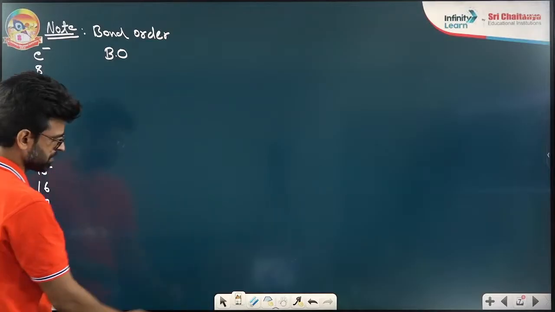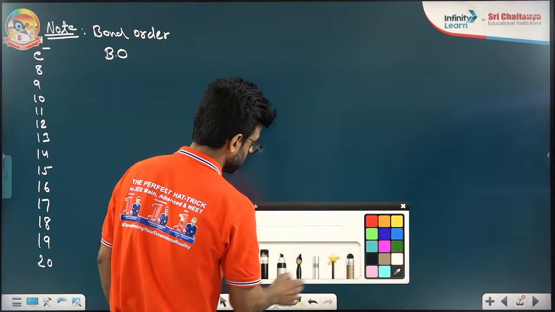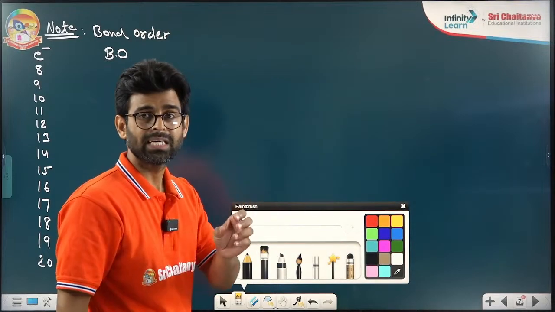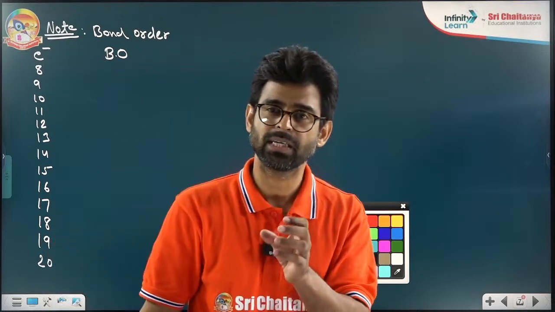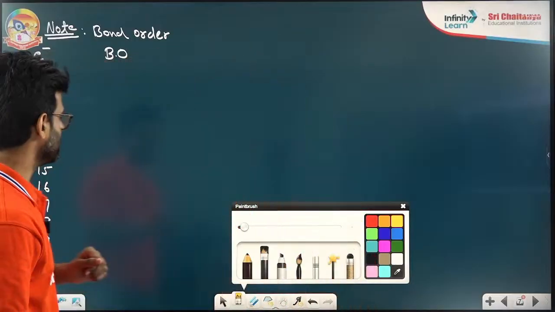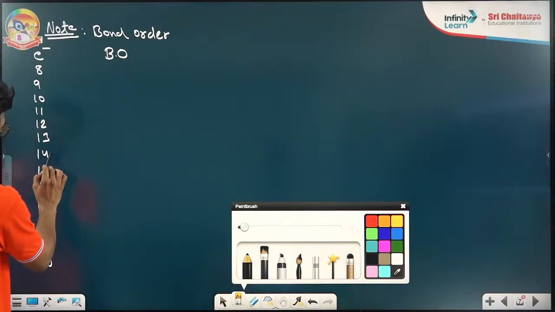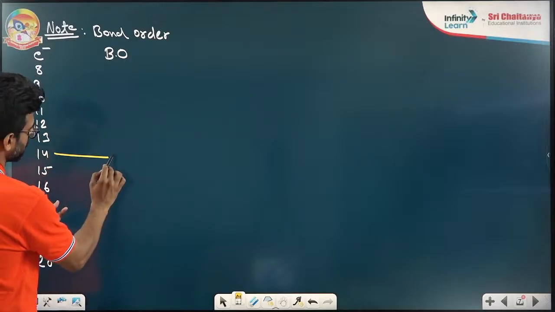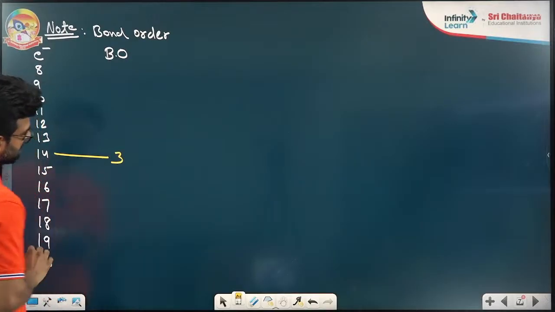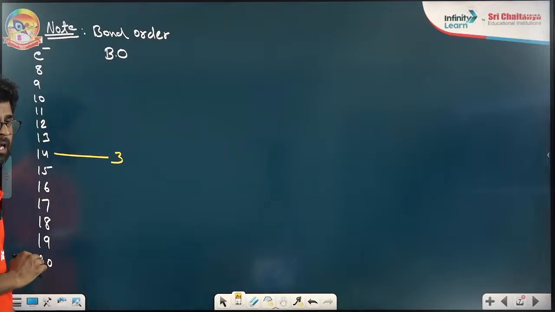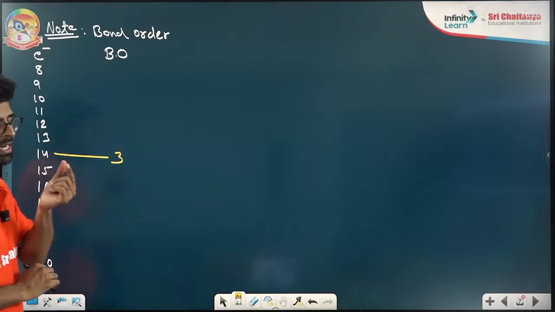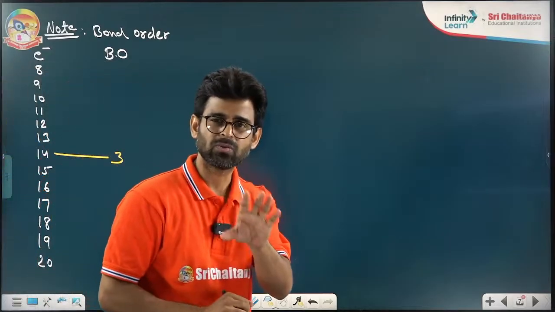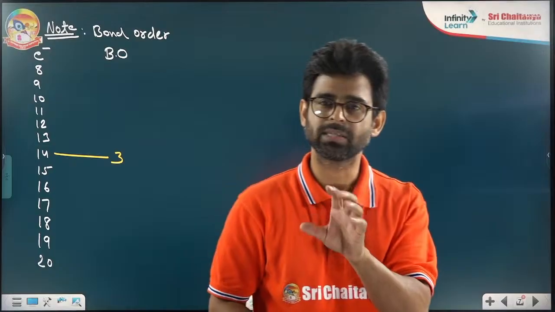These are the number of electrons in the given molecule, right? And remember this one. If your molecule has 14 electrons, its bond order will become how much? 3. If 14 is the total number of electrons in your molecule, then the bond order is 3.